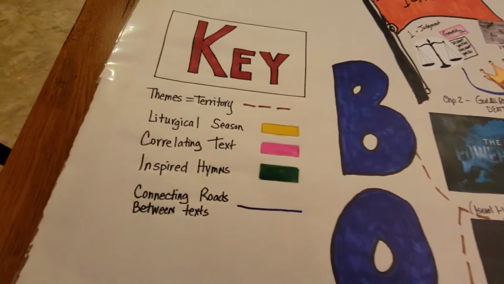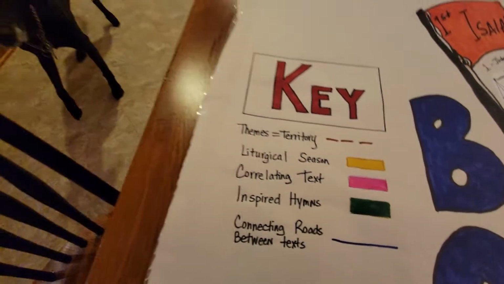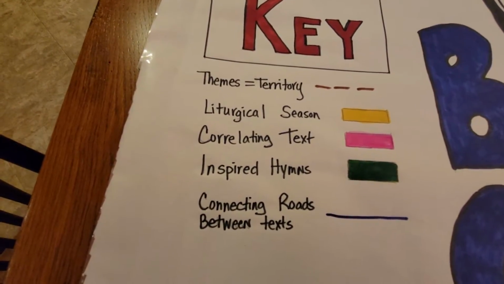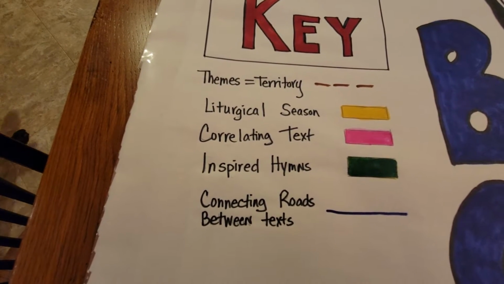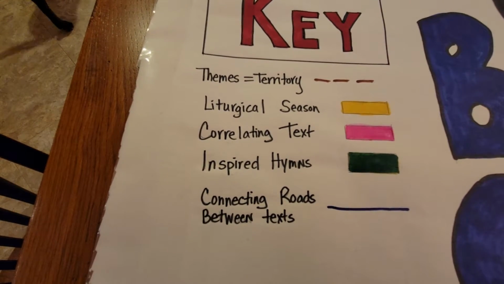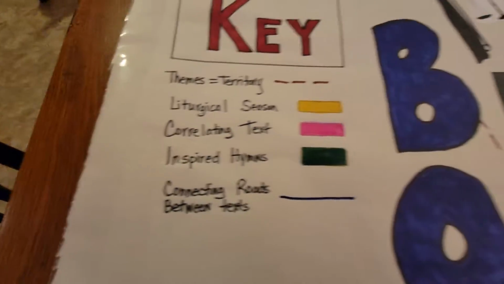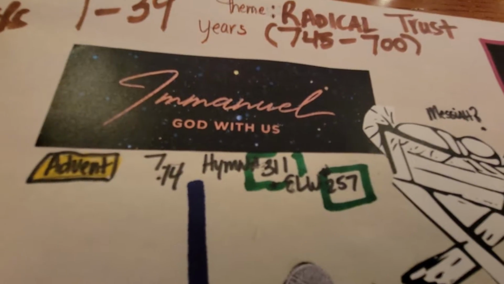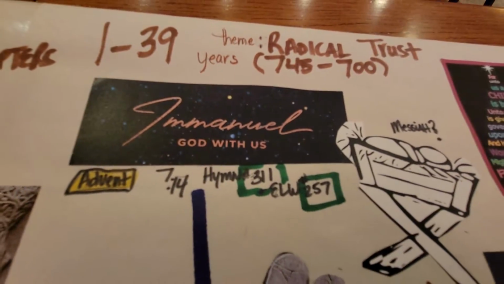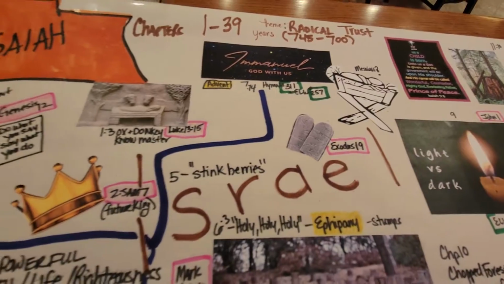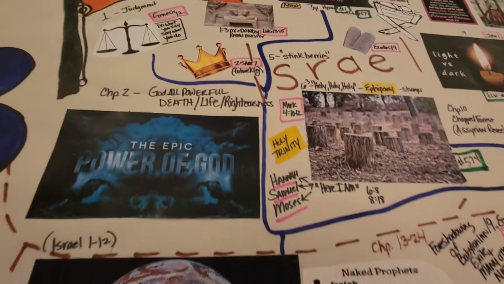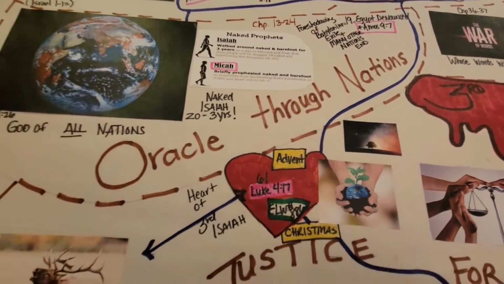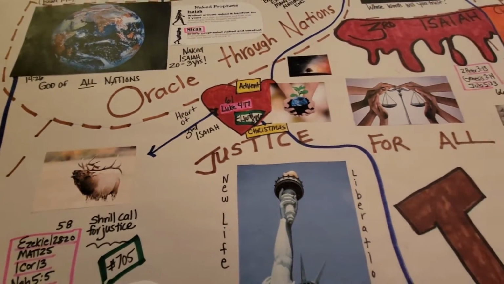I've got a key right here which explains, hi Sophie, the themes, marked off by the dotted line, and the territories, the liturgical season, the correlating text, and the inspired hymns, because I've also got some ELW hymns highlighted here in green. And then we've got this big blue road, not the yellow brick road, but the blue road, which is kind of like a highway that connects all of these texts together.